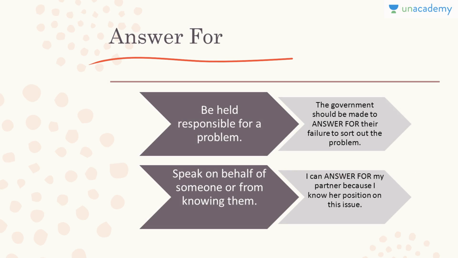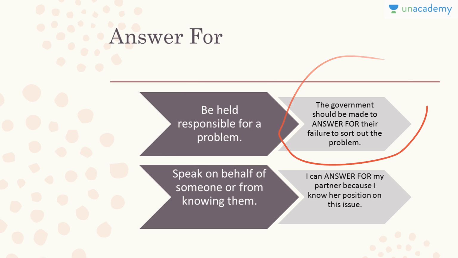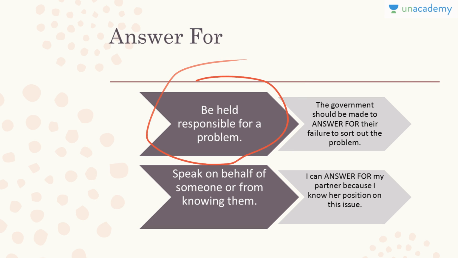Next we have answer for. Answer for also has two meanings. The first one is be held responsible for a problem, right? That means you are being given accountability. So on account of the accountability, you are being held responsible for a particular problem, right? Like the government should be made to answer for their failure to sort out the problem, right? Or RBI, whatever issues that people have faced during demonetization. So probably RBI will have to answer for the problems that happened during the process of demonetization, right? So be held responsible for a problem. We hold RBI responsible because they are the authority, the designated authority by the government of India, right? So that's the first meaning.